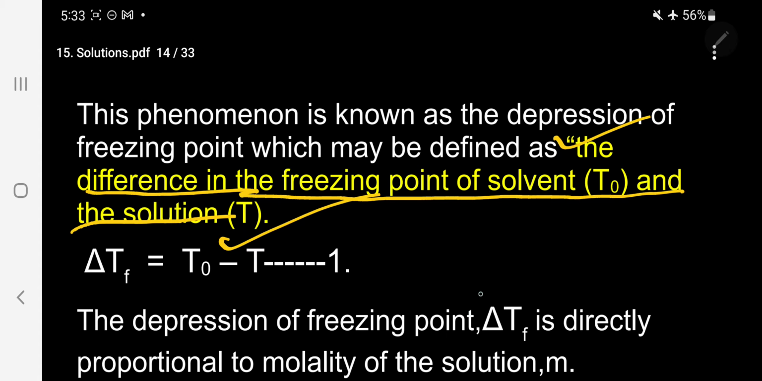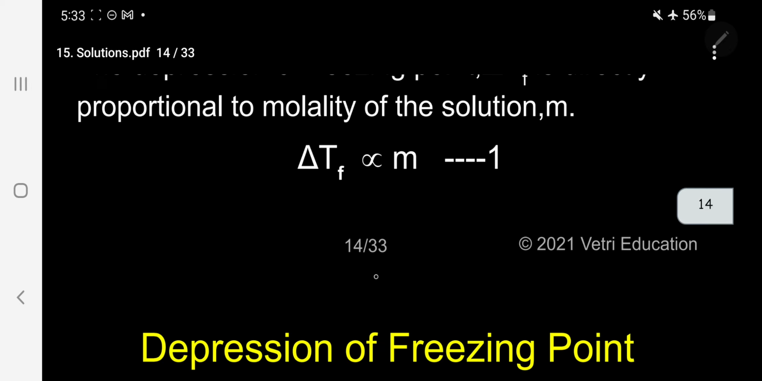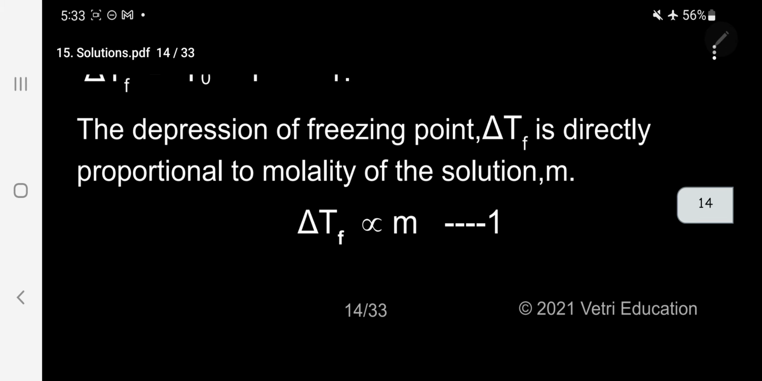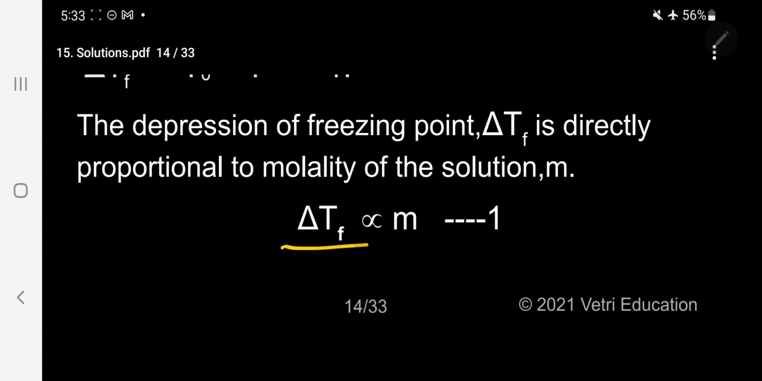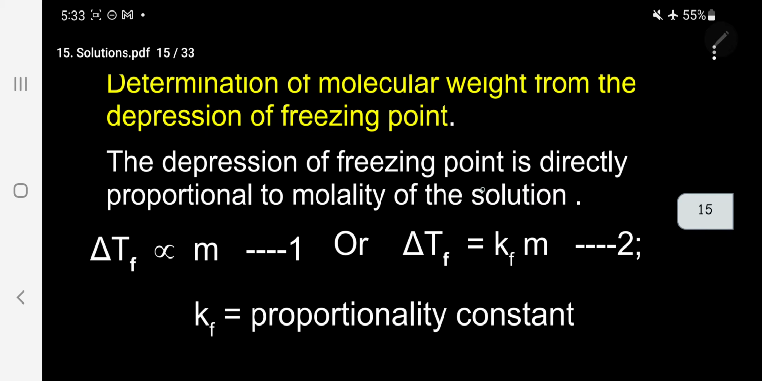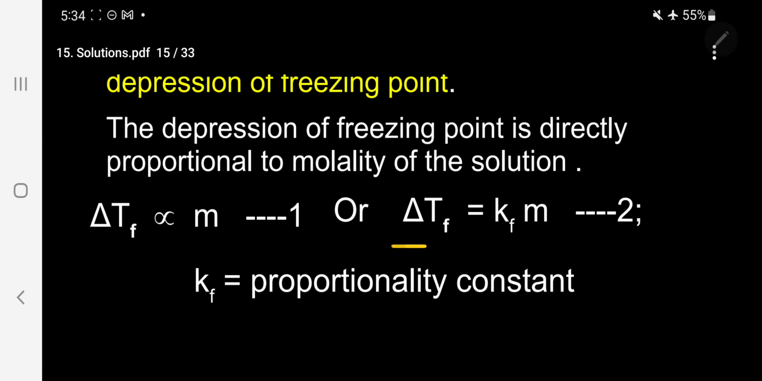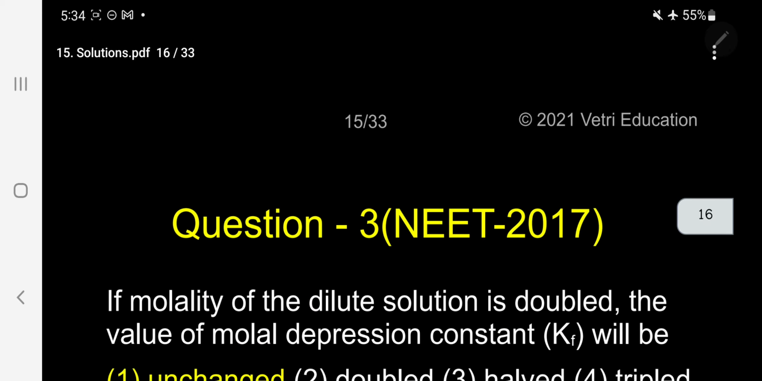It is directly proportional to the molality of the solution according to Raoult's law. So delta Tf is directly proportional to m, that is, delta Tf equals Kf into m, where Kf is the molal depression constant, a constant value. Please follow. So now we will come to this question. I am using this equation, delta Tf equals Kf into m2.